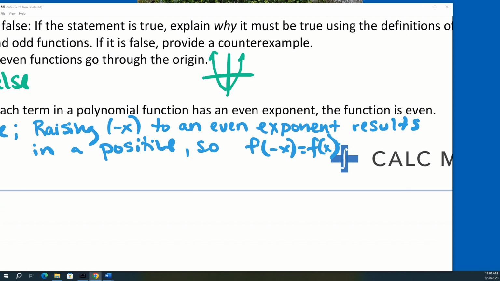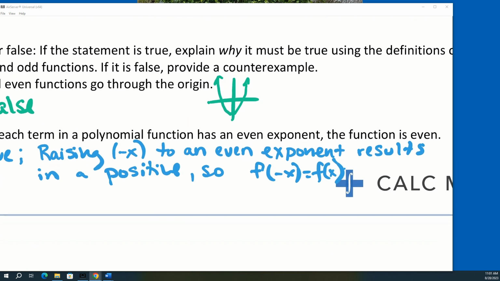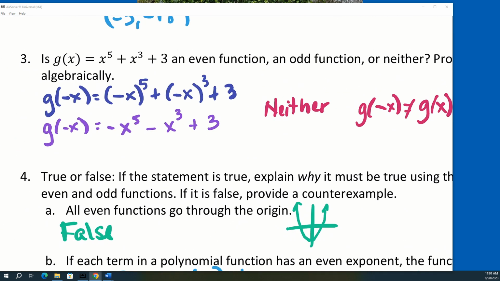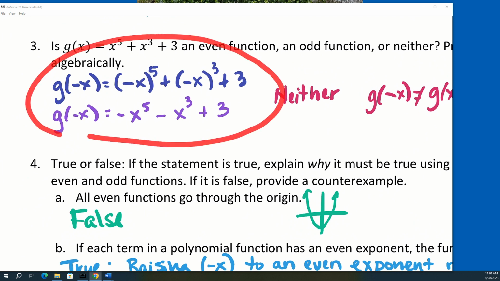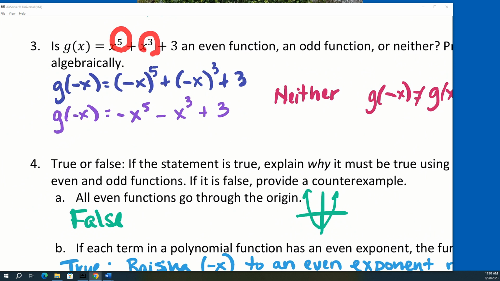Be careful. Is that true for odd? If all the exponents are odd, is it going to be an odd function? No, because we have a counterexample right here. All of these exponents were odd, but we had that constant, and that constant's not going to change, so that's going to be neither. So just be careful when you do it that way.